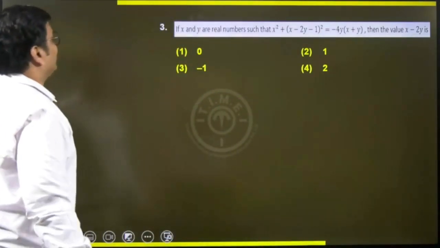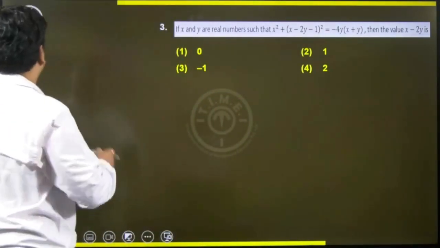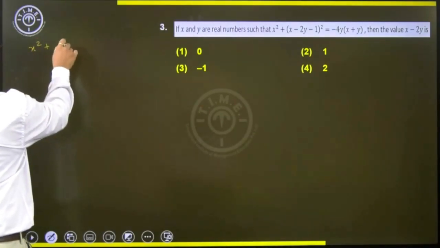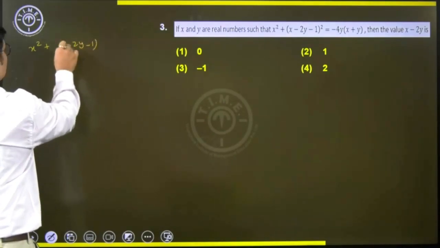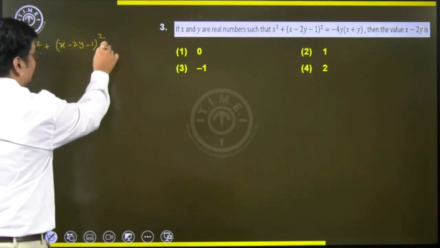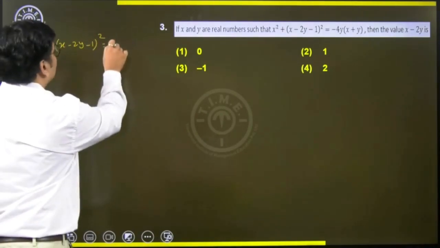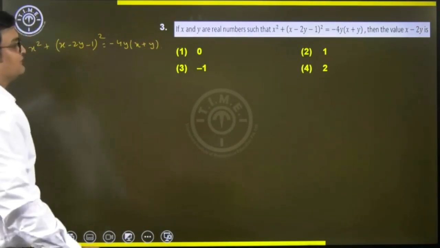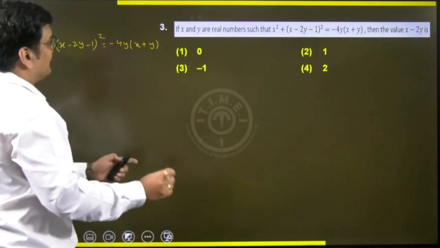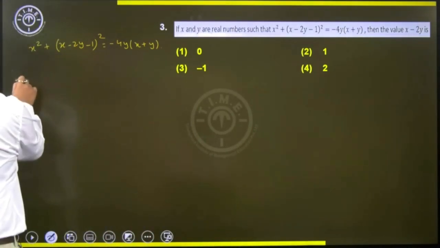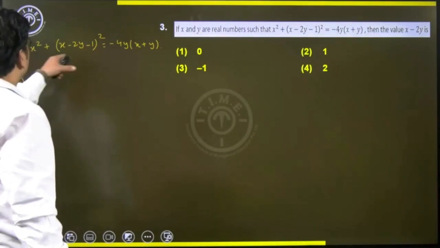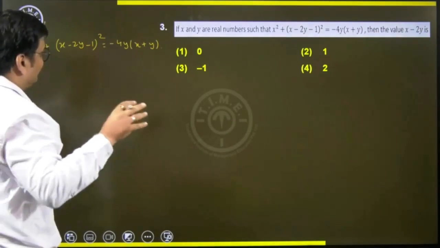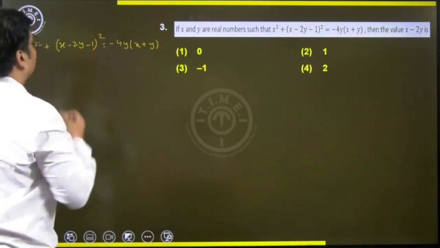If x and y are real numbers such that x square plus x minus 2y minus 1 the whole square is equal to minus 4y into x plus y, okay, then x minus 2y is how much? On the left hand side I have sum of two squares. On the right hand side I have a term involving a negative sign.